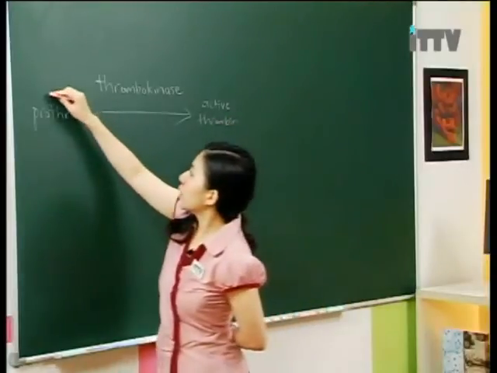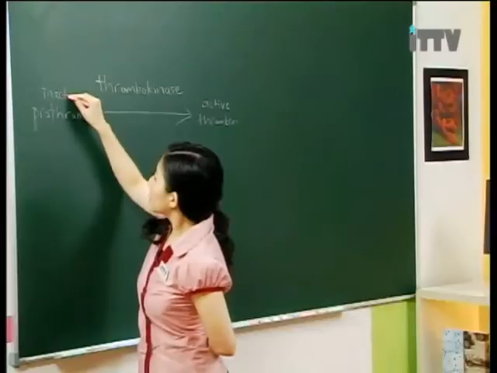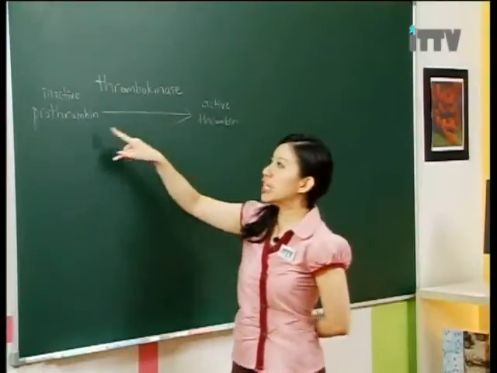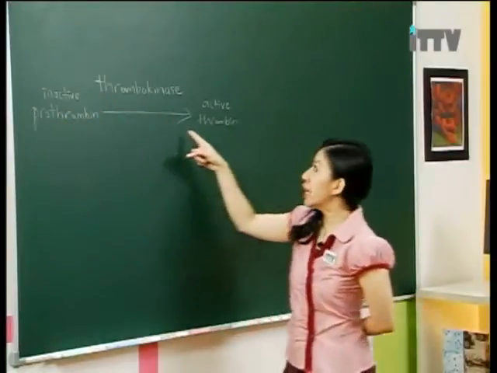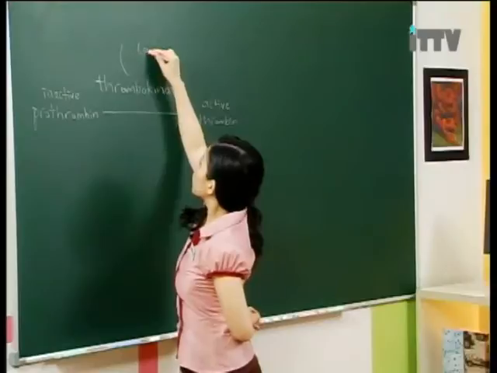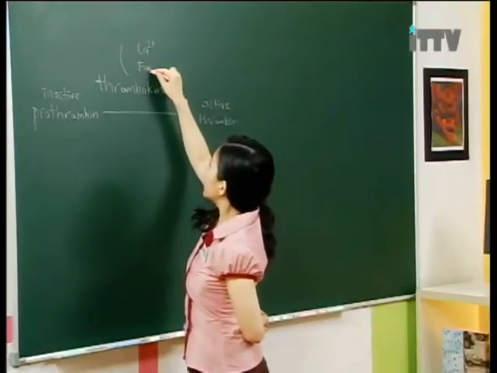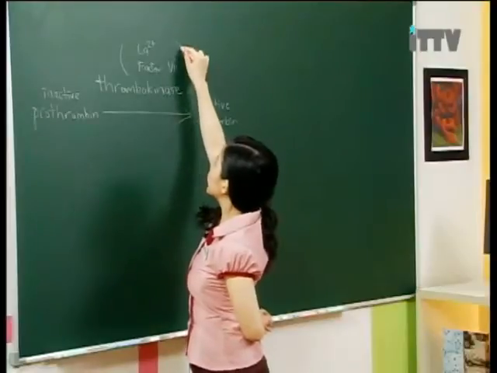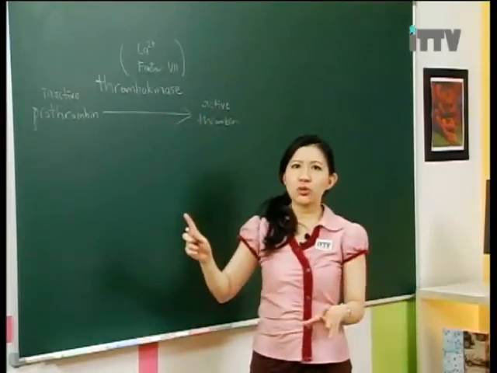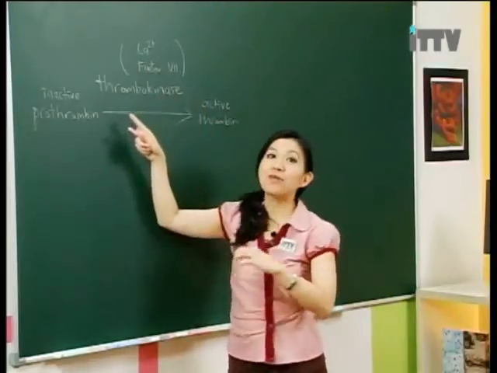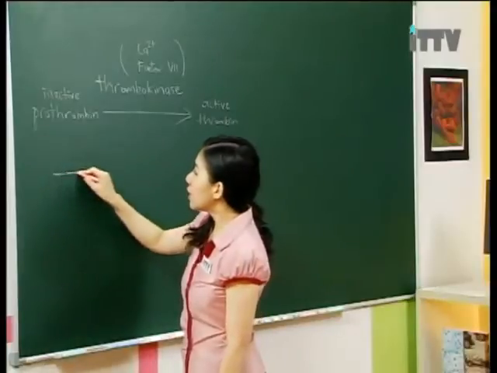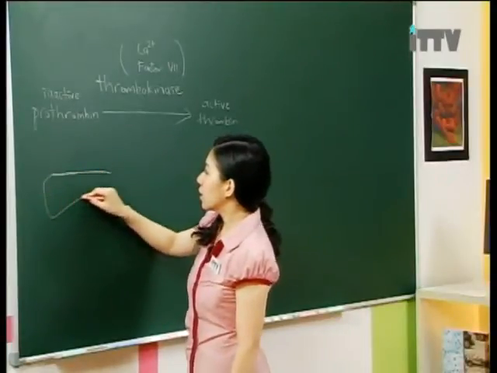So this is active and this will be inactive. As you can see, thrombokinase changes the inactive prothrombin into active thrombin, and this happens in the presence of calcium 2+ and something we call factor 7. So as you can see, calcium is needed not only for strong bones and teeth, but is also needed for blood to clot. Now, inactive prothrombin, on the other hand, is actually released by the liver.